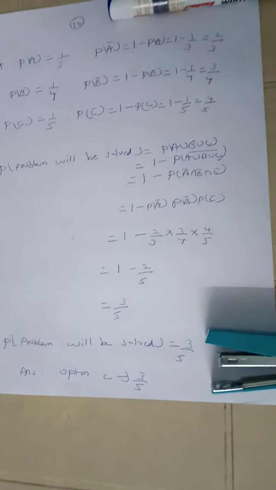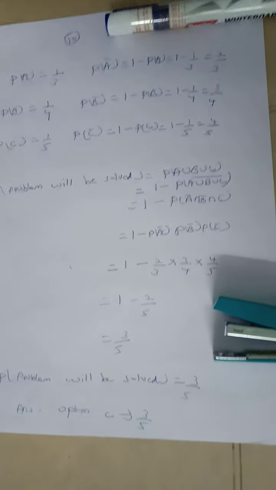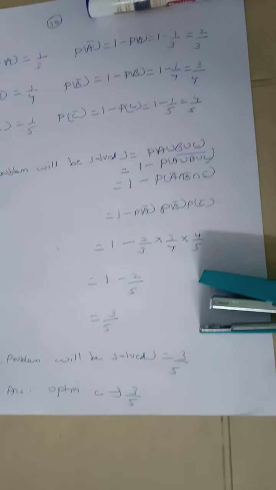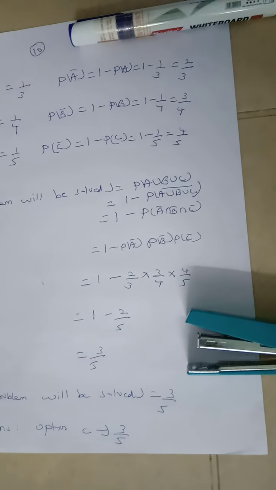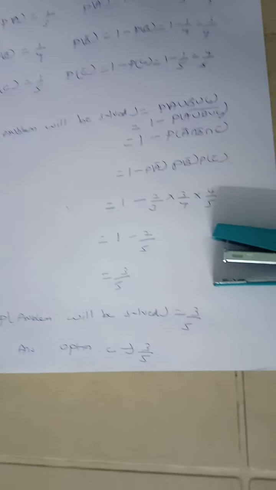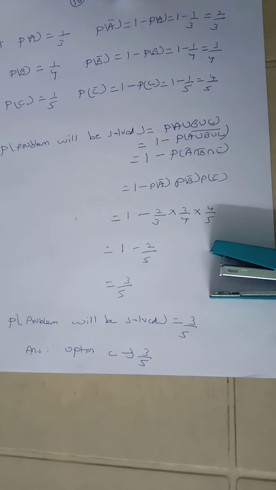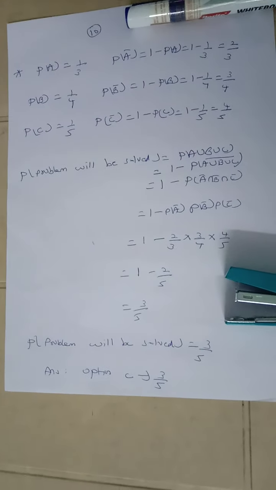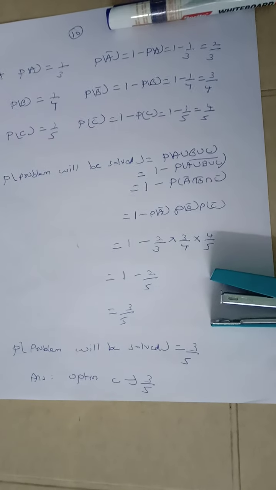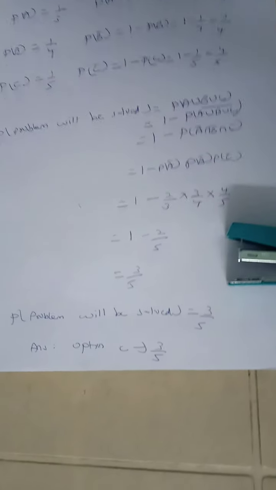So what we need to find is the probability of solving the problem. The problem can be solved either by A or by B or by C, which is equal to P of A union B union C, which is equal to 1 minus P of A union B union C the whole dash. By De Morgan's law, P of A union B union C the whole dash is equal to P of A dash intersection B dash intersection C dash. Since they are independent, we are multiplying them: P of A dash into P of B dash into P of C dash. Substituting the values, we get the answer 3 by 5. So the probability that the problem can be solved is equal to 3 by 5.